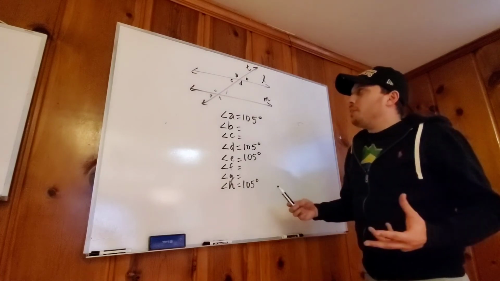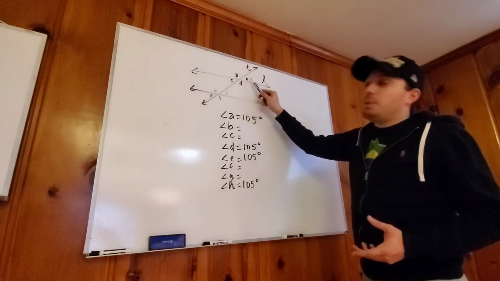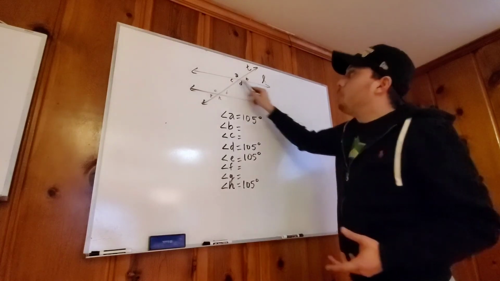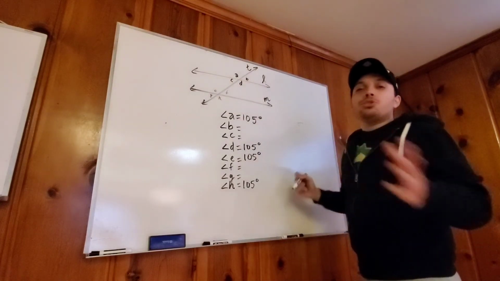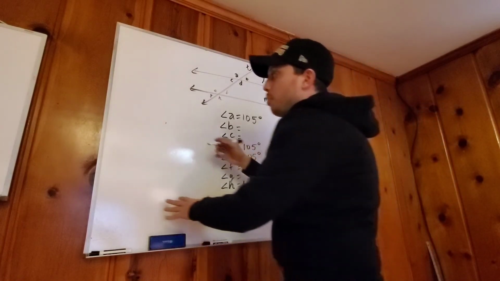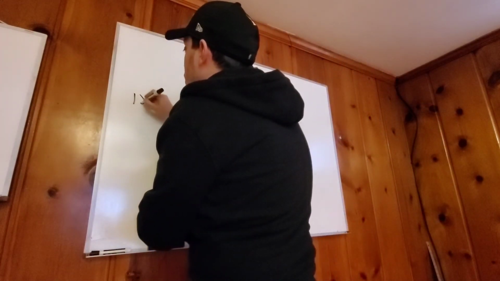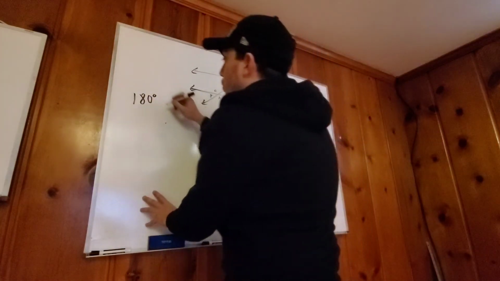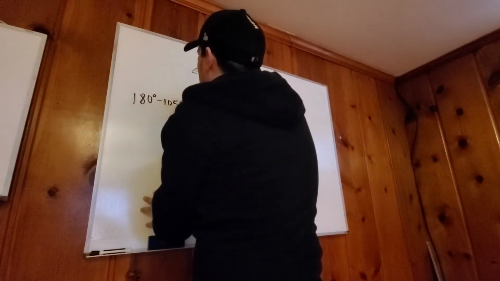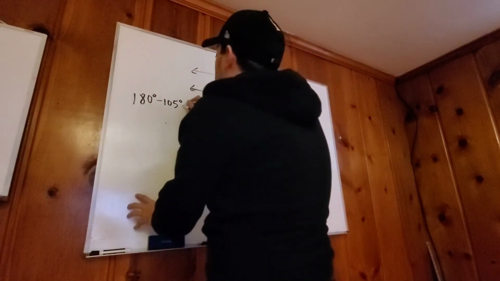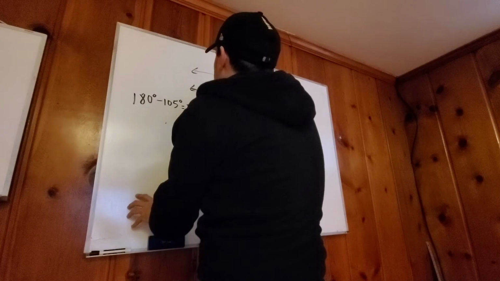So how are we going to find that? Well, we're going to know that A and B, right? Angle A plus angle B are going to make a straight angle. And the straight angle measures 180 degrees. That's why it's always really important for us to remember that. So I'm going to put 180 degrees here because it's a straight angle minus 105 degrees. And I hope by now some of you already know this answer is going to be 75 degrees.